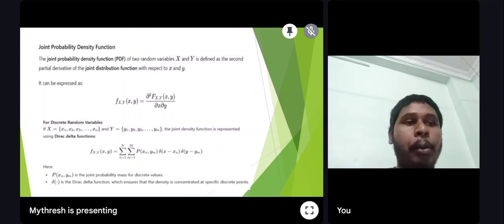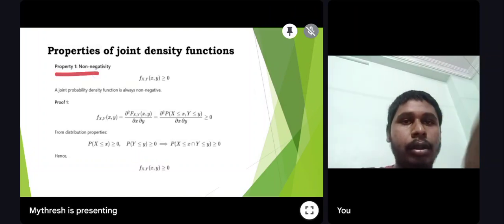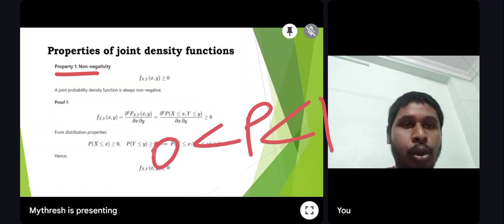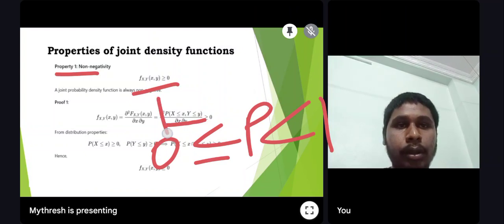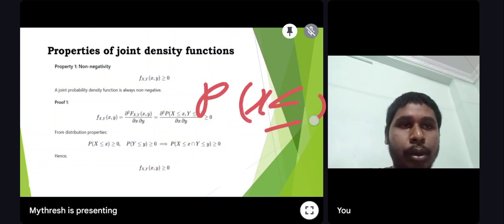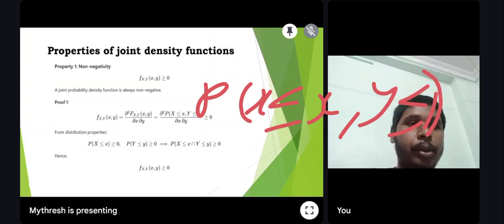So let us see the properties. The properties of the joint density function begin with the property of non-negativity. In simple terms, as we know, the probability of any event is less than 1 and greater than or equal to 0. So we will use the same condition here. Let us assume this interval for multiple variables, and we get the probability of x less than or equal to X, y less than or equal to Y. This is the normal probability for multiple random variables.